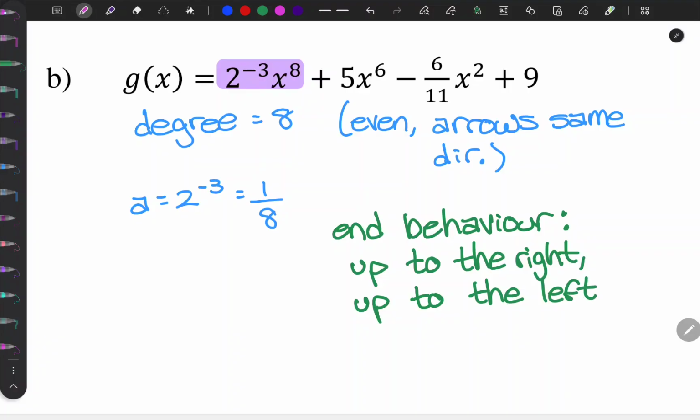All right, the final thing we can find is the maximum number of turning points. For a function of degree 8, that is a maximum of 7 turning points. It may have less than 7, but the most it could possibly have is 7. All right, that's everything for day 1.